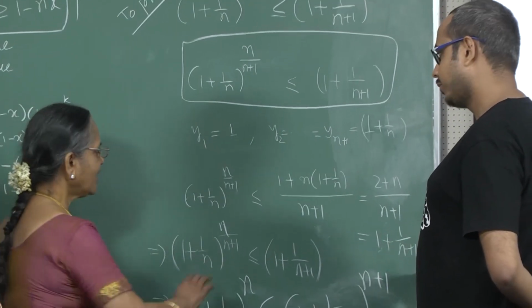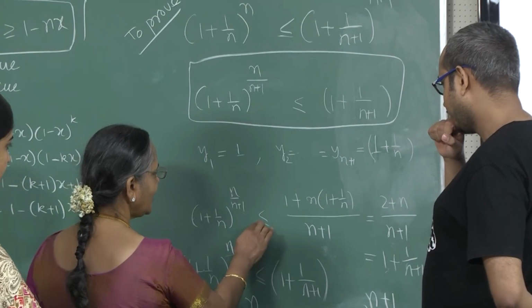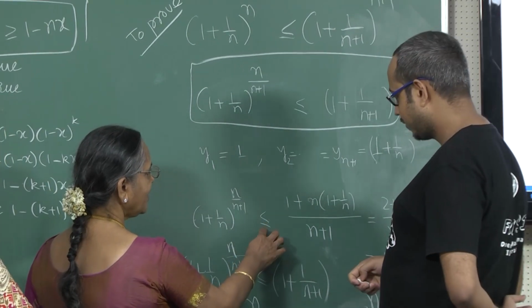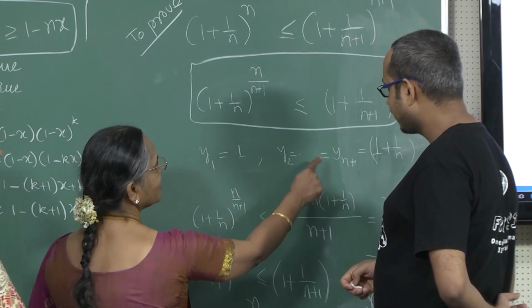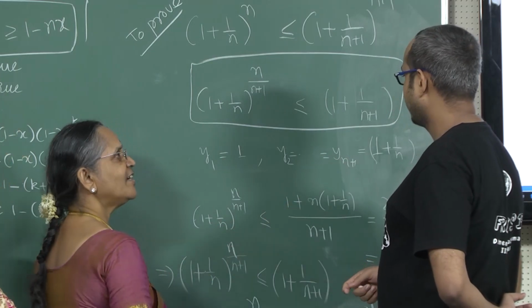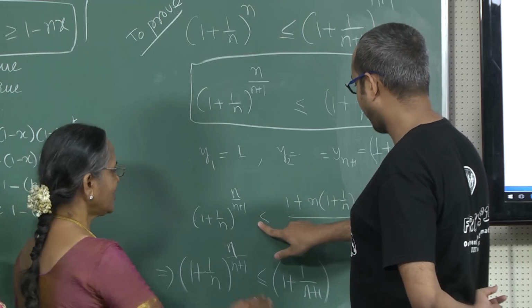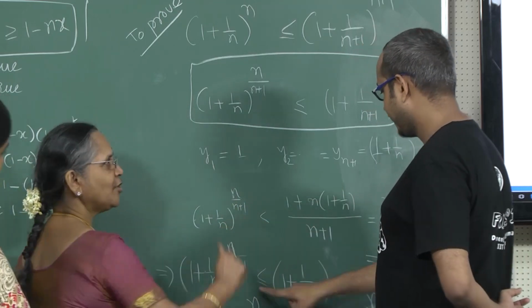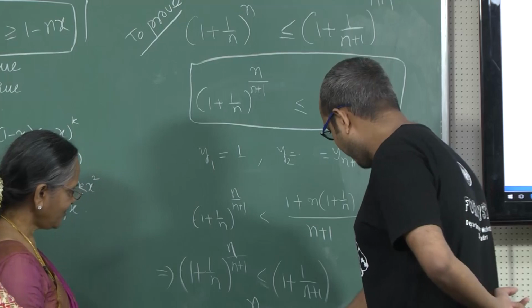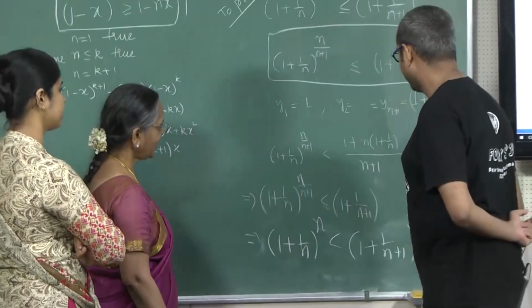I just want to make a remark. The equality sign will not be here because these terms that you have considered are all distinct: 1 and these are distinct. So it will be a strict inequality. Yes. Fine. Continue.